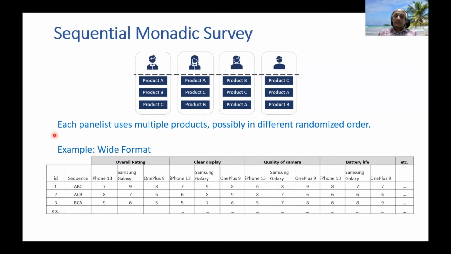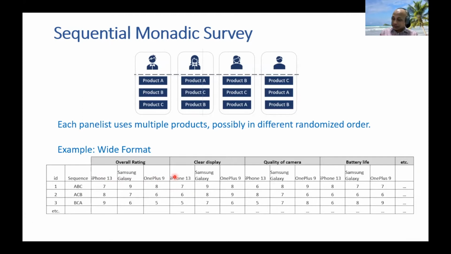The data from the above study can be captured in wide format as in this table. Here, each row corresponds to a single panelist. We capture the sequence in which the panelists use the products. And after that, we capture the key metric and the DQs for all the products. Here, each row is a panelist.